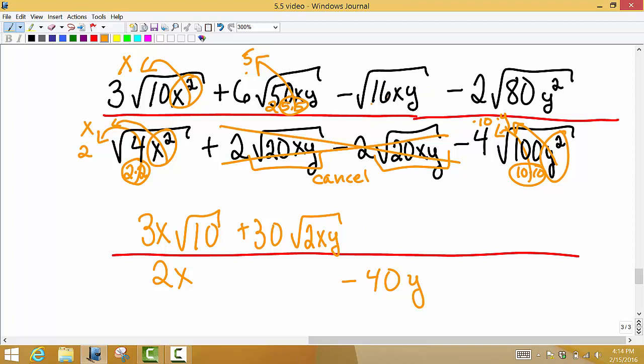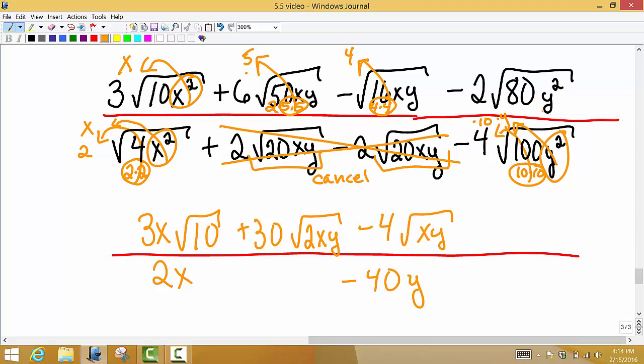This next one's pretty easy because 16 we know is 4 times 4. So we have a group of 4, 2 4s, we can bring one of them out. So it leaves us with negative 4. The x and the y don't have any partners, so no groups of 2, so they have to stay inside.